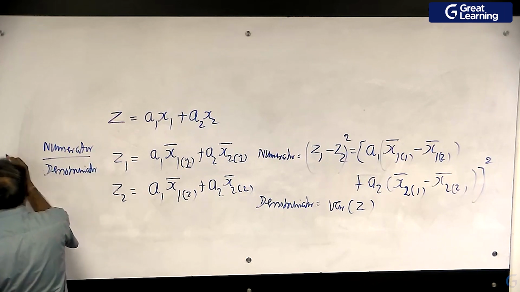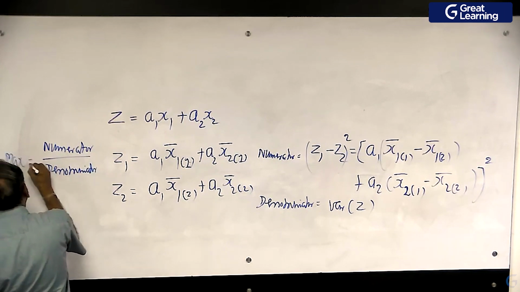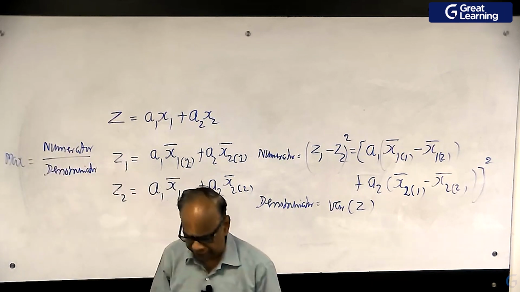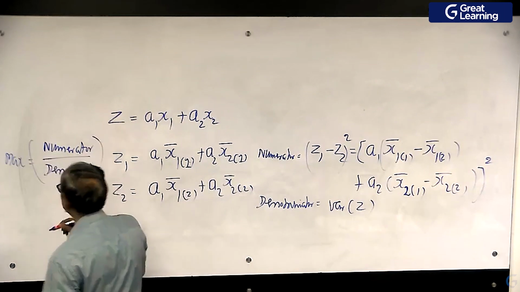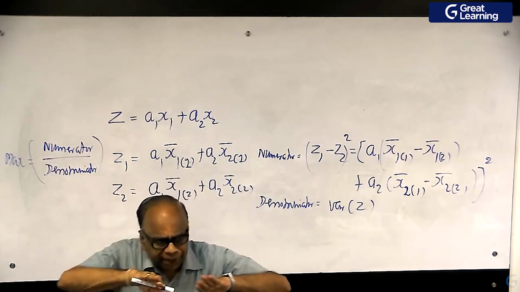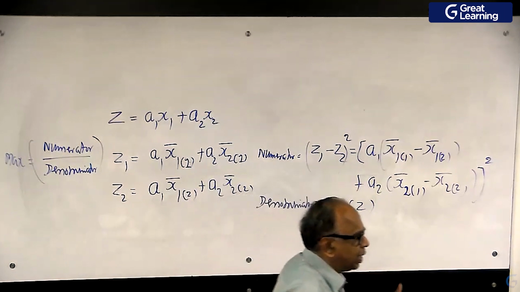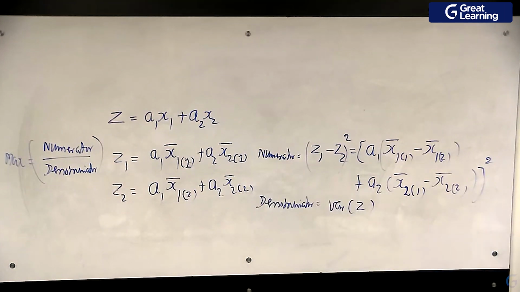This is the expression you maximize. The max of this expression is required. The numerator is the between sum of squares. The denominator is the within sum of squares, which is the famous F ratio in ANOVA. I hope you would recall: between the groups, within the groups.